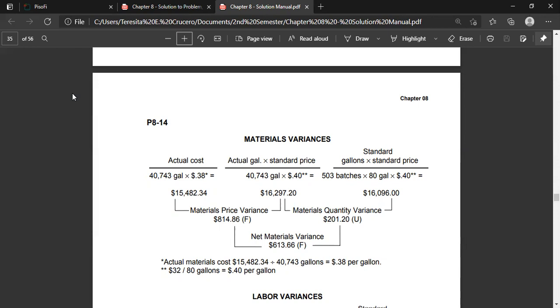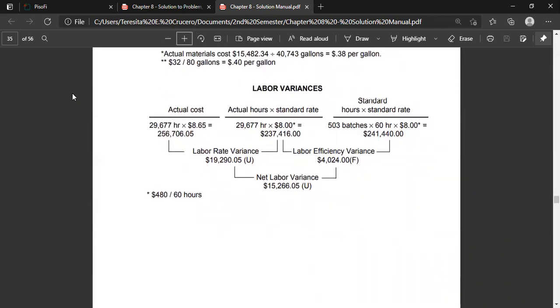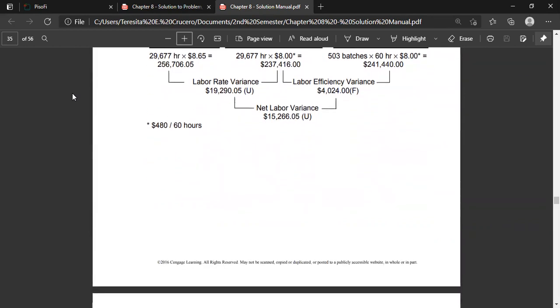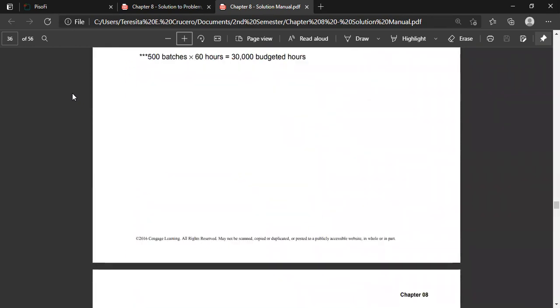Okay, so we now get the labor variances. The labor rate variance is 1,990. It's unfavorable, while the labor efficiency variance is favorable. So you get the net variance there at 15,266.